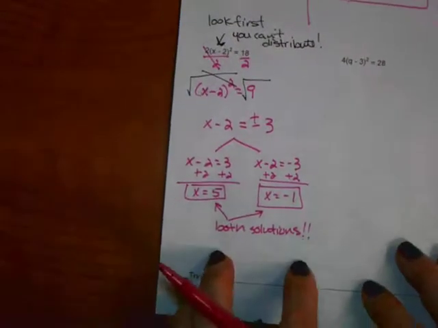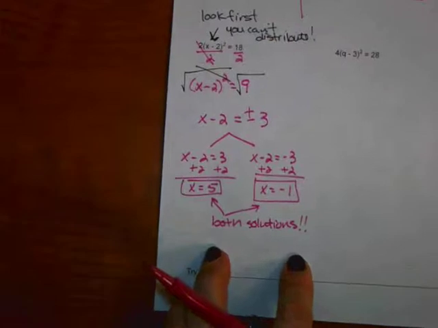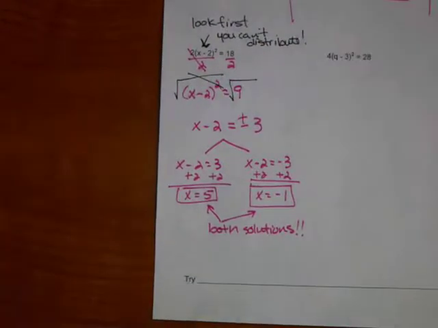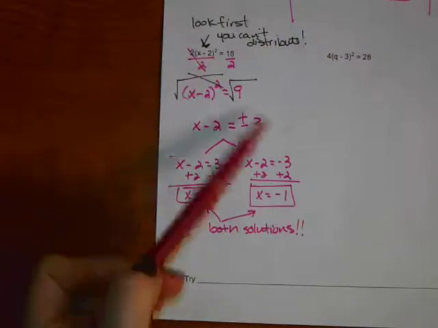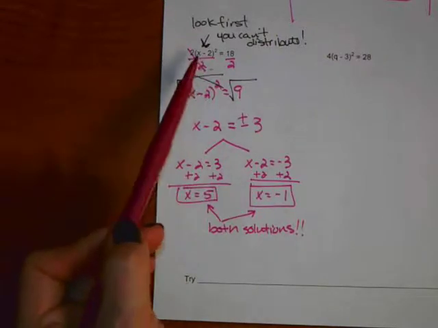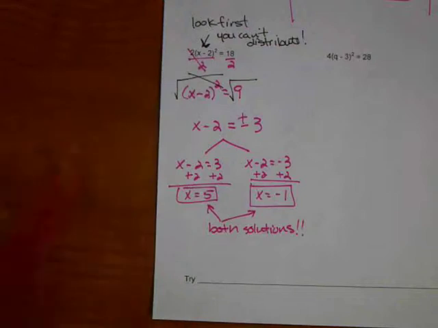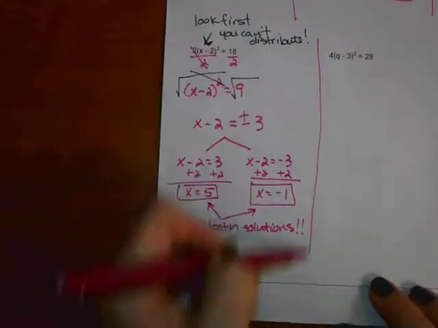Now, somebody tell me, what does it mean that they're solutions? What are they solutions to? Yeah, if I stuck 5 in here, this side would equal 18. If I stuck negative 1 in here for x, this side would equal 18. Makes it true. Okay?